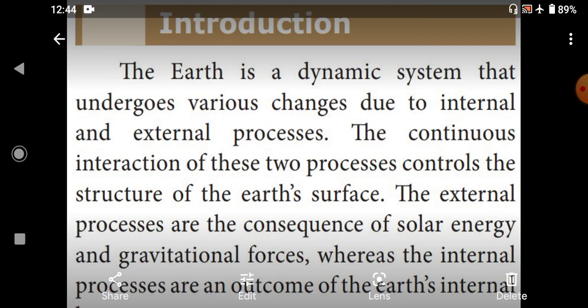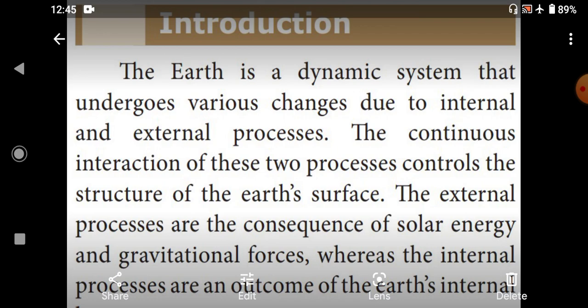What are the two processes? Internal process and external process. These two processes are continuously in interaction. The external processes are the consequence of solar energy and gravitational forces, and the internal processes are an outcome of the earth's interior.